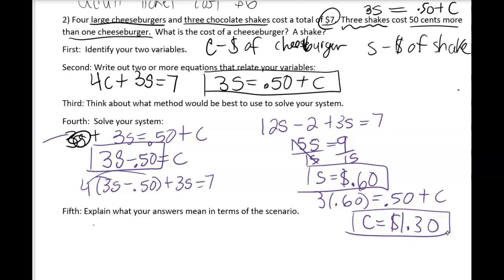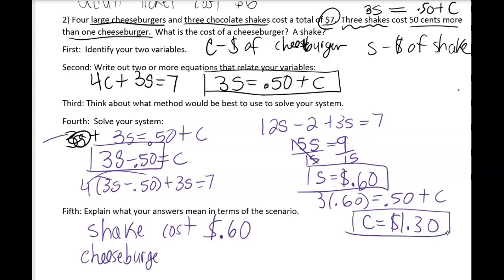So we've got a shake costs 60 cents and a cheeseburger costs $1.30. So now you guys have seen a few. I'm going to have you try out 2 on your own.